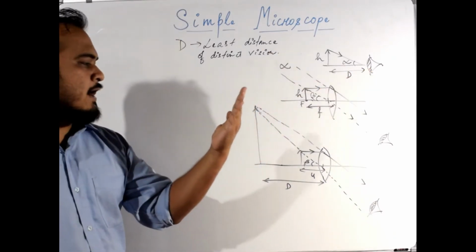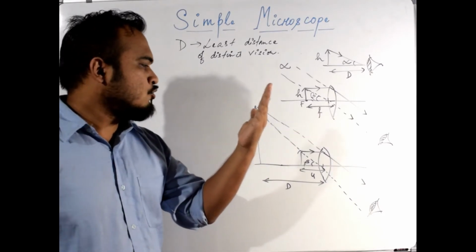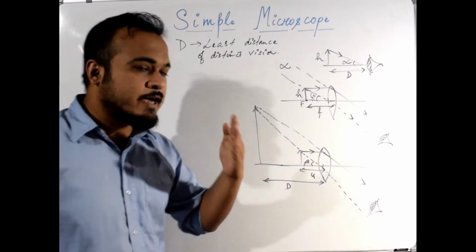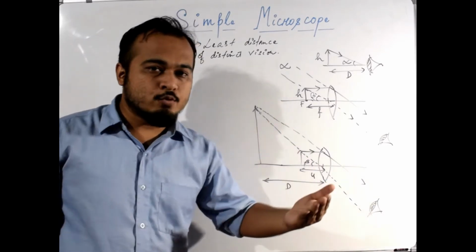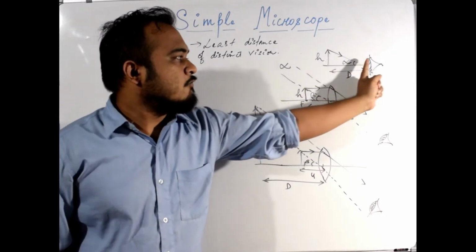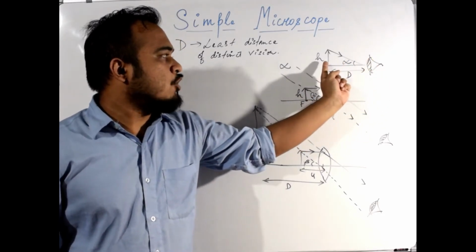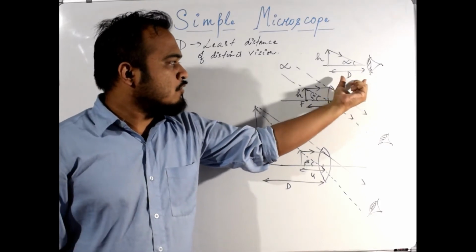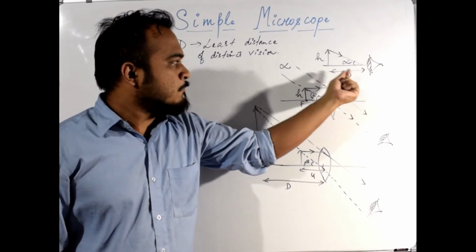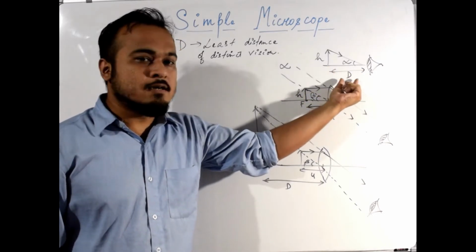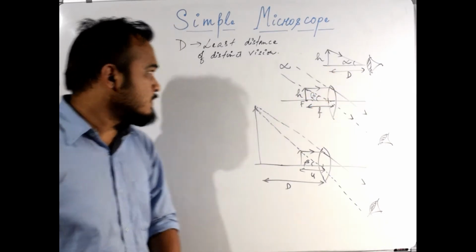If you bring a hand towards your eye, after a definite position you cannot see your hand clearly. In the same way, if you bring this object very close, you cannot see the object clearly after a definite position. This particular distance from the eye is called the least distance of distinct vision.